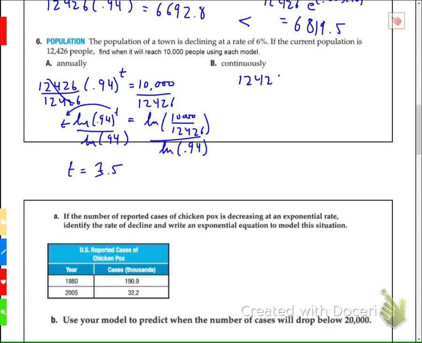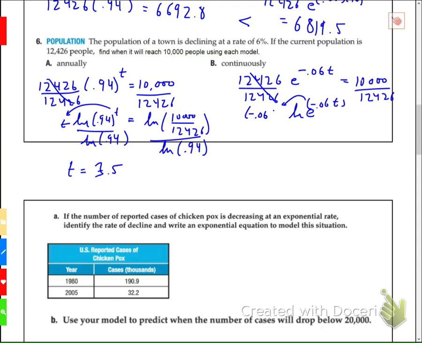I'll start with the same coefficient. I've got e to the negative 0.06 t, and it's equal to 10,000. This starts off exactly the same way. I divide both sides by the coefficient. Now when I natural log both sides, what happens is that this exponent here, negative 0.06 t, comes and lives down in front. Okay? Natural log of 10,000 divided by 12,426.